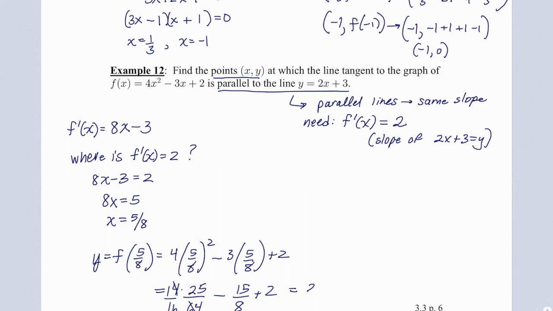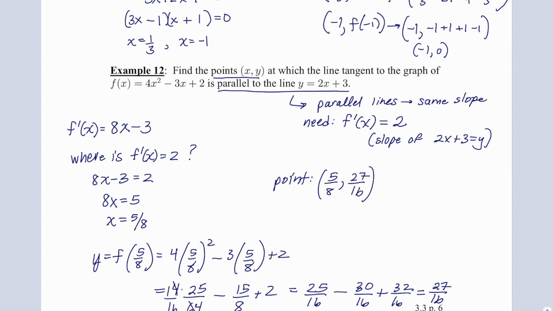So 25 over 16 minus 15 over 8. I want to get a common denominator there, so that's 30 over 16. And 2 is 32 over 16. So let's see, we've got a common denominator all the way through. 25 minus 30, that's -5. -5 plus 32 is 27. So 27 over 16. So the point we are looking for is, if we did this correctly, 5/8, 27/16.